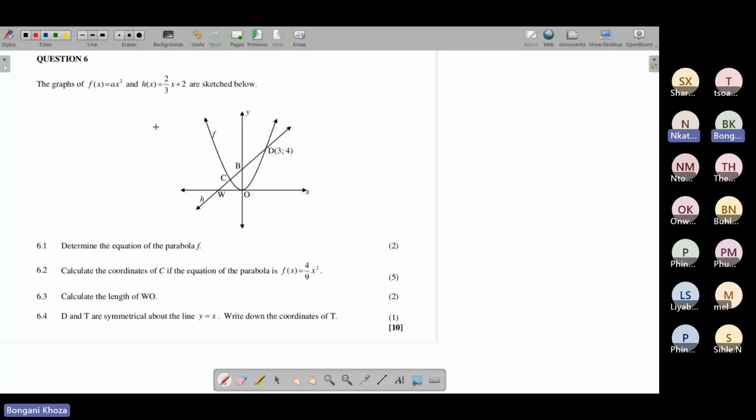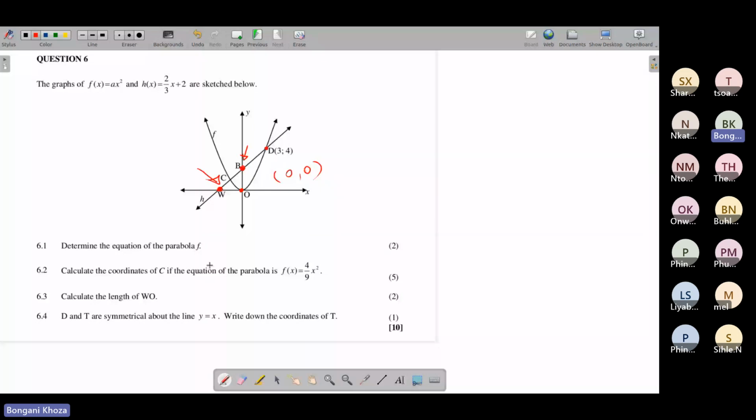Right. Question 6. So here you are given two graphs, which is f of x. f of x is marked there. It's the parabola. h of x is marked here. It's the straight line. What we can see here, we can see the turning point of the parabola. It's at 0 and 0. We can see the x-intercept of h is at w here. You can see the y-intercept of h is at b, like that. We can see point D is the point of intersection. Both those lines touch over there, like that.